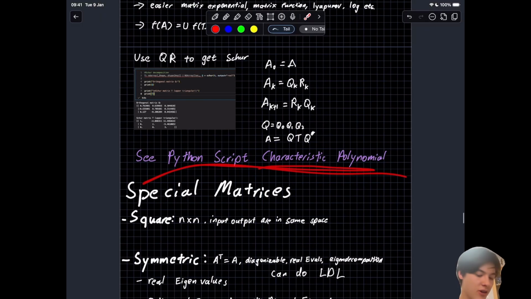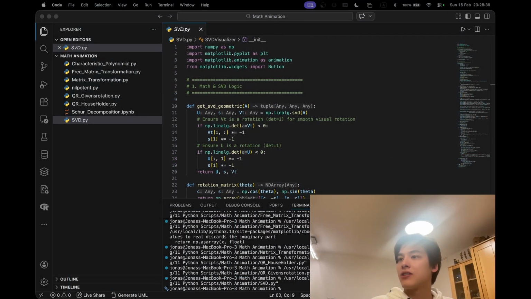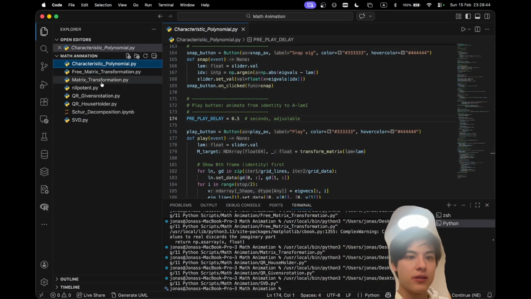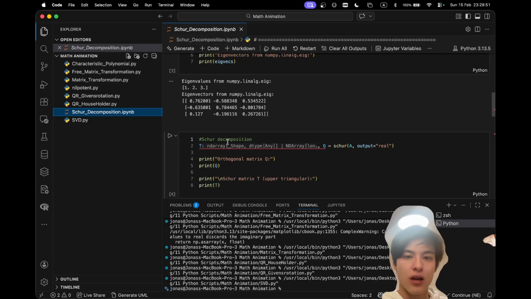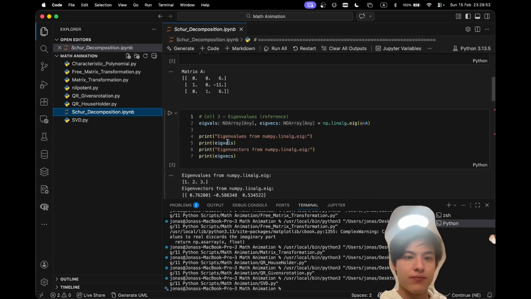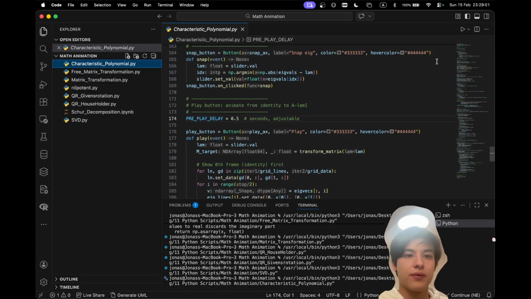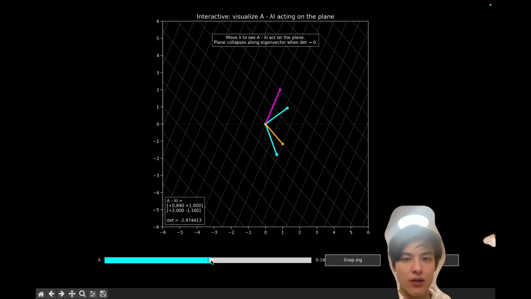What did I have right here? Oh yeah, let's look at a characteristic polynomial. Let me see this. What else do I have here? I got Schur decomposition. I mean, the code you saw, it's on my iPad as well. So let's do this. So characteristic polynomial, basically, what did I want to show you?